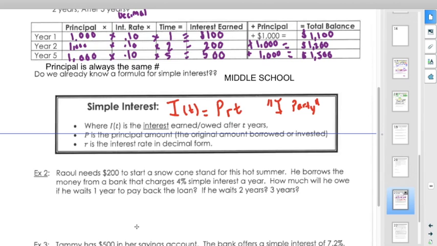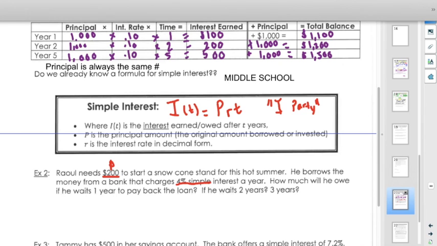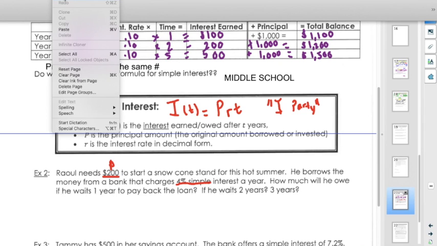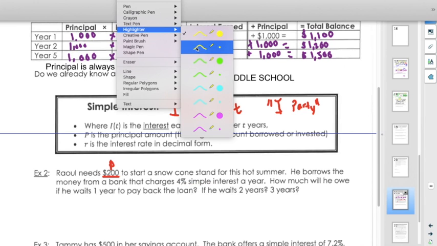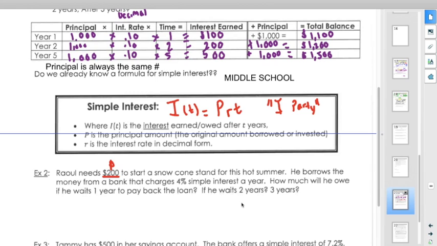So example 2. Raul needs $200 to start a snow cone stand for this hot summer. So he's going to need $200. That's going to be his original investment or original amount borrowed. So he borrows this money. So right here, this is going to be our P, our principal. He borrows the money from a bank that charges 4% simple interest a year. 4% simple interest.